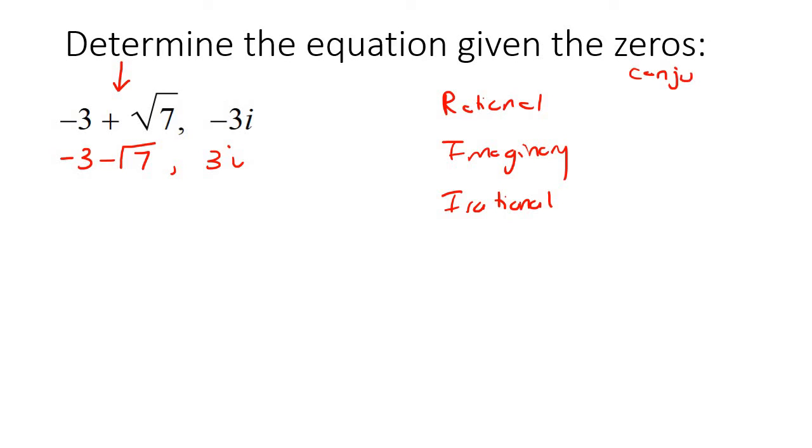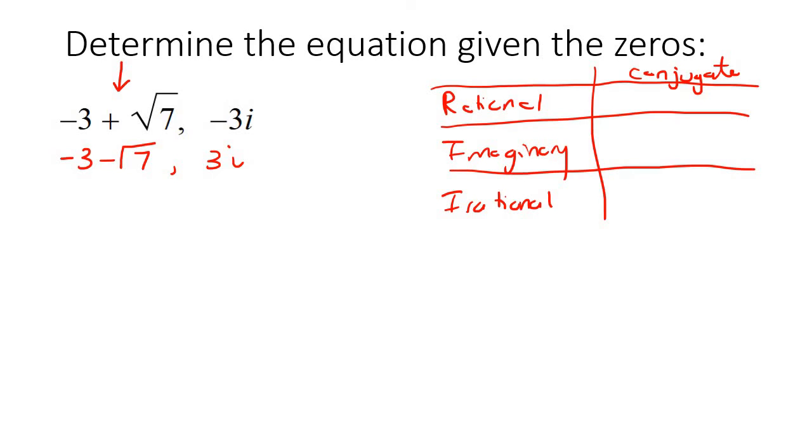And here, in this column, we're going to say, does it need a conjugate? So in the video before this, we looked at rational roots. Did they use conjugates? No. So let's say here, no. But as soon as you have an imaginary, then you do need a conjugate. And as soon as you have an irrational, then you do need the conjugate. So this is irrational, and this is imaginary. So we included the conjugate for each one.